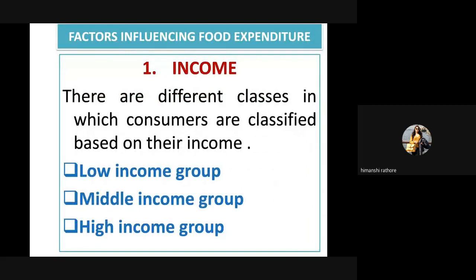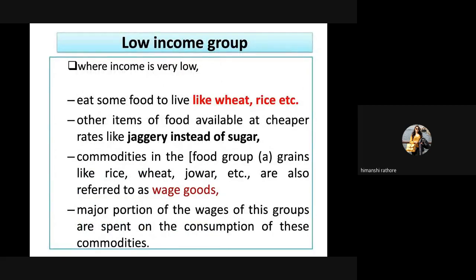Now moving forward, there are many factors that influence food expenditure. The first factor is income. You must be aware that there are three income groups: a low income group, a middle income group, and a high income group. So what is the low income group? When your income is very low, you can only include cheap food materials, like the staple foods wheat or rice on which your family is totally dependent, not the luxury products. That comes under the low income group.